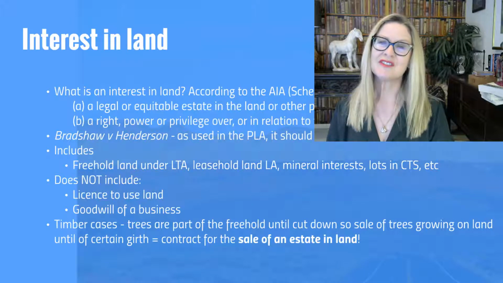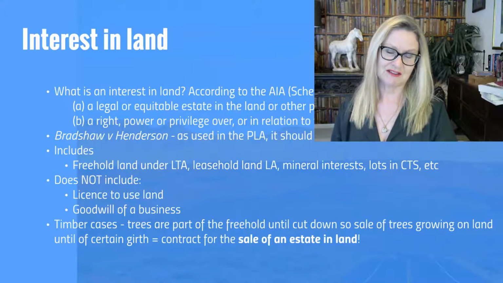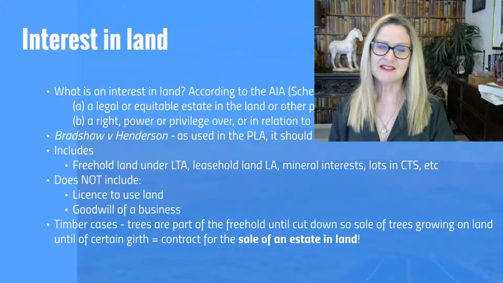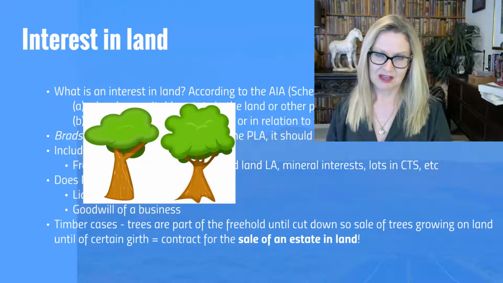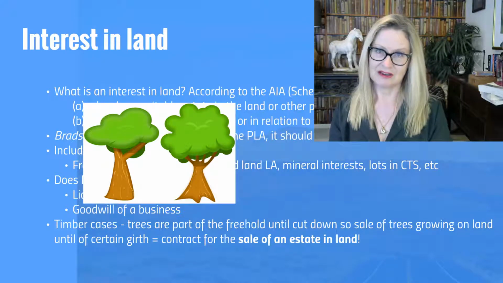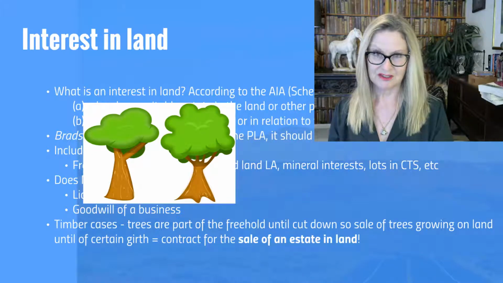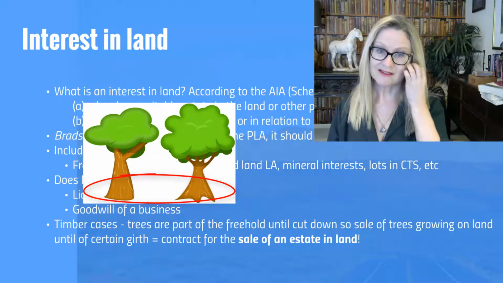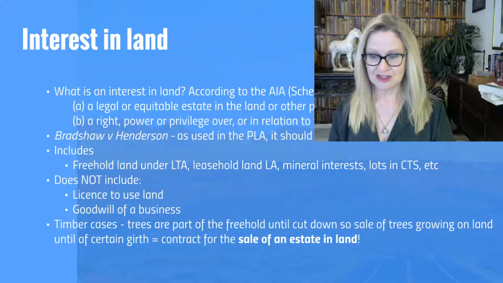Note the interesting and historical kind of quirk that the authors of the text decide to mention there. There's a series of cases that have held that if you actually sell trees that are going to be growing on a particular portion of land, and the trees will be felled at a certain girth once they've gotten so many inches wide, or centimetres or millimetres, I guess nowadays, then that will be a contract for the sale of an estate in land, okay, because the trees need the land to survive. So that is an interest in land.